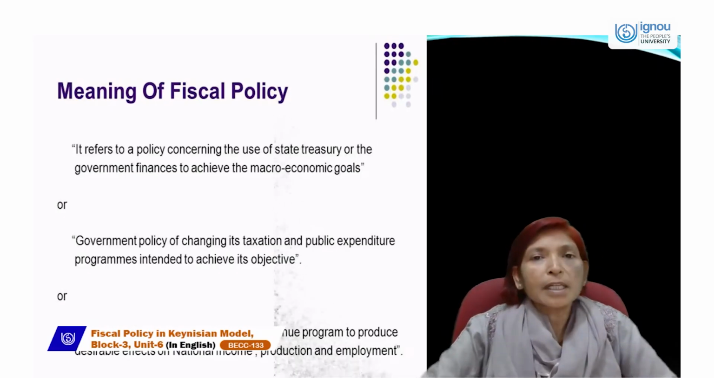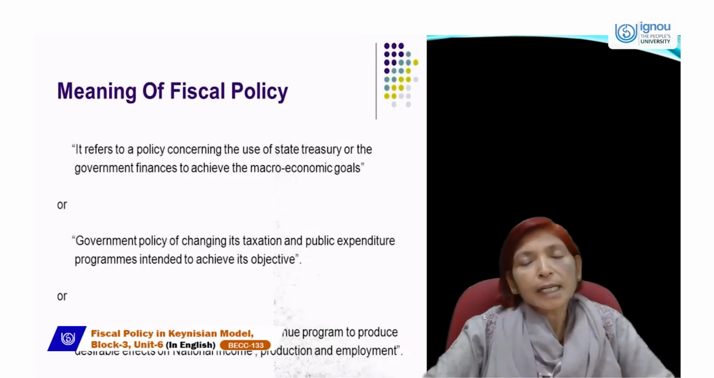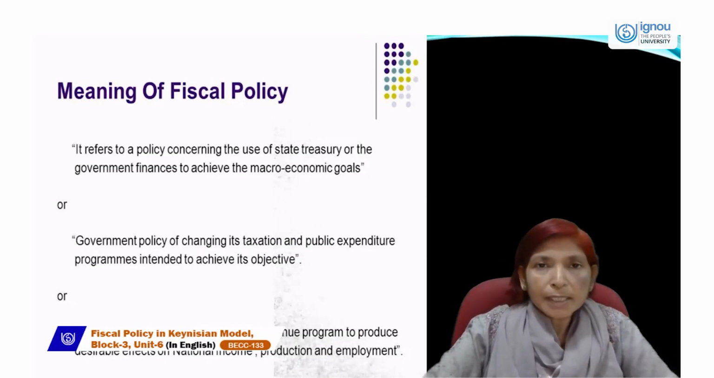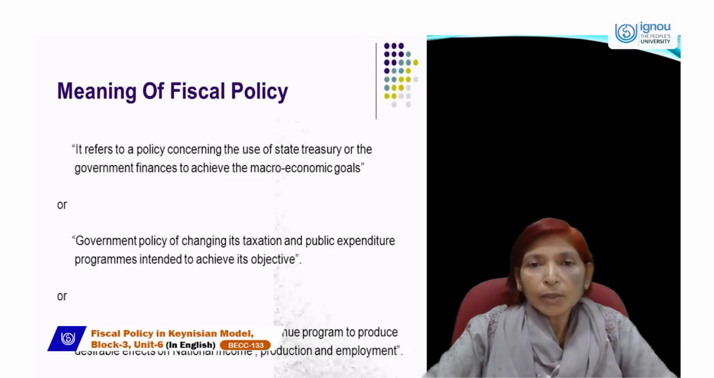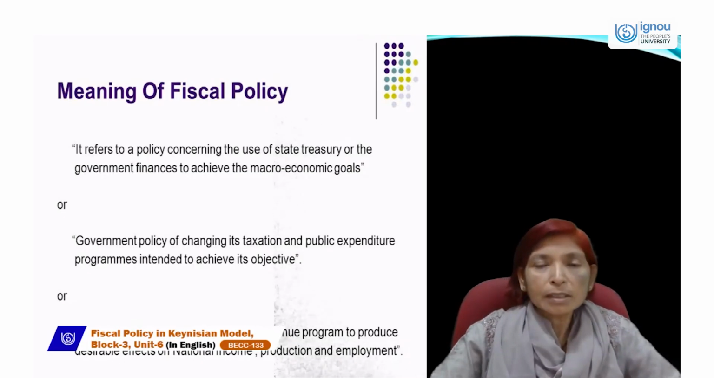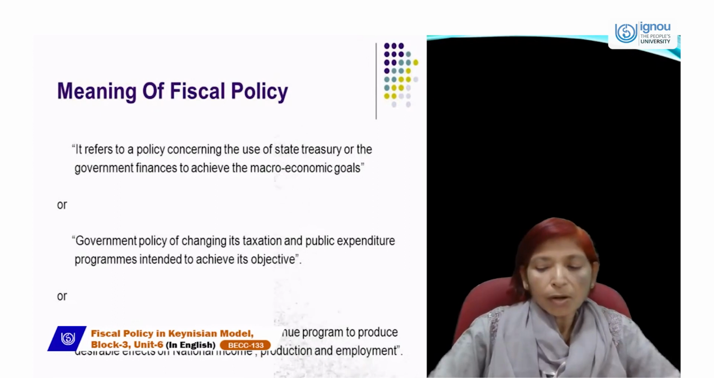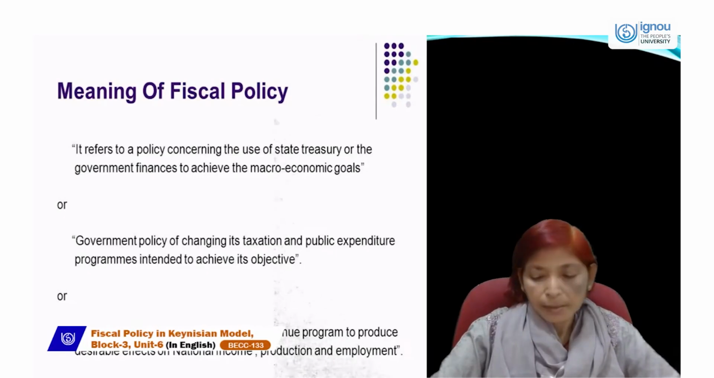So, in short, fiscal policy is that policy which is made by the government of India, and in this policy the main instruments are public revenue, public expenditure, public debt, and government budget. All these instruments are the components of fiscal policy.